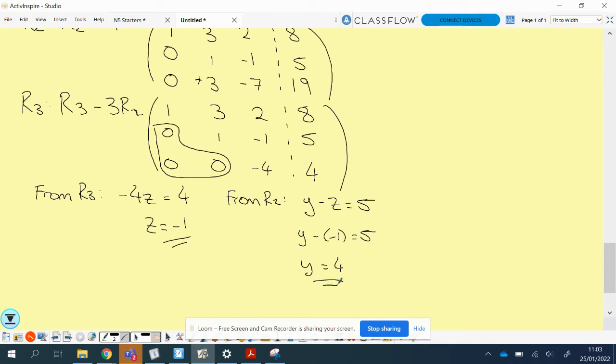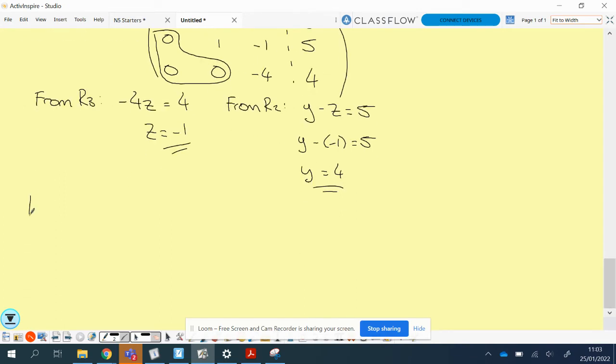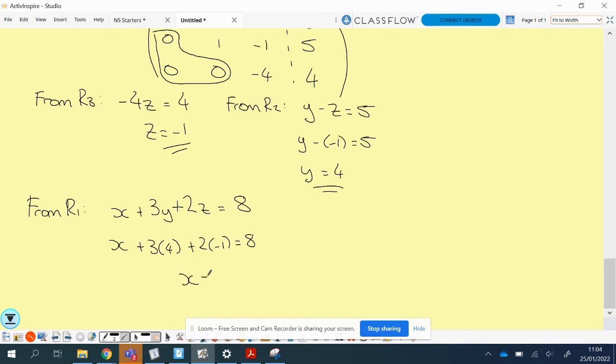Okay. And now lastly, I want to now get my value of x. I need to use row 3, so from, not row 3, row 1. Well, that had 1x plus 3y's plus 2z's. That equaled 8. Okay. Well, I know that's now x plus 3 lots of 4 plus 2 lots of minus 1 equals 8. Okay. And if you solve that, would lead you to an answer of x equals minus 2. Okay.